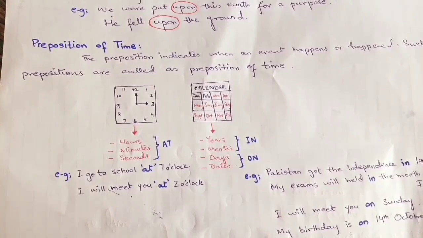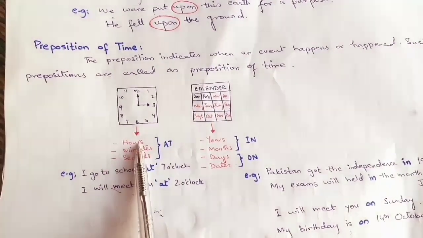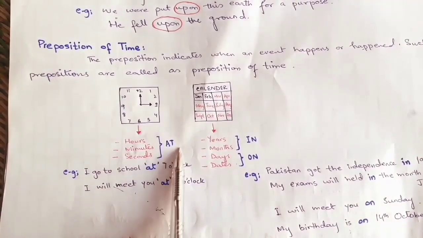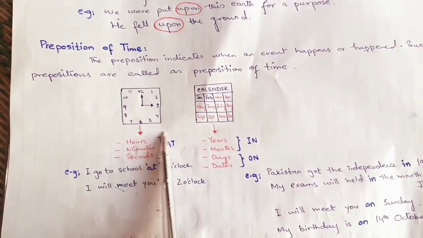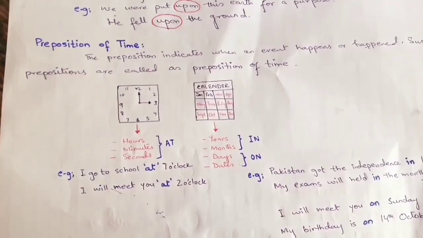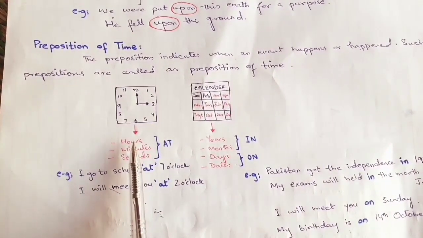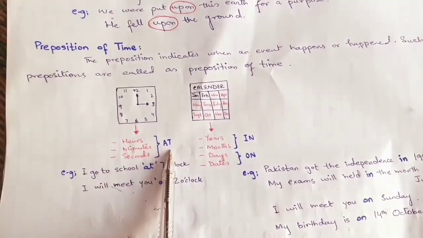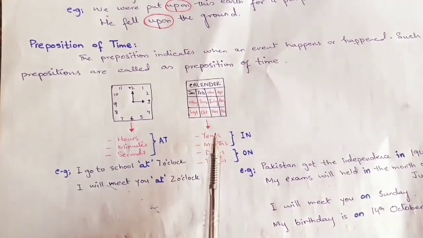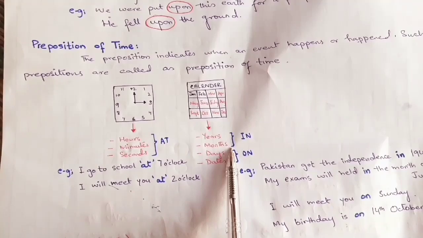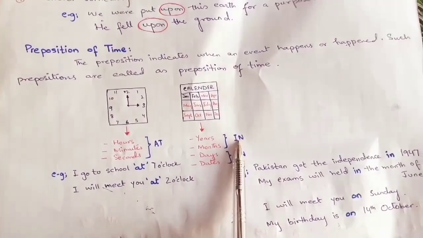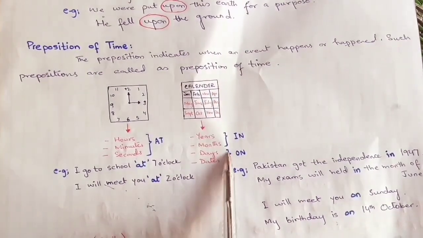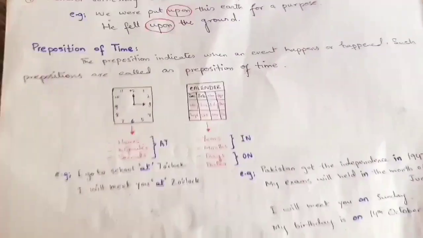So this is a very easy concept. When hours, minutes, and seconds are mentioned in a sentence, then automatically you have to use "at" before the noun. Remember, whenever hours, minutes, or seconds are mentioned, you have to use "at". Similarly, if a sentence contains years and months, then you have to use "in". While if days and dates are mentioned, then you have to use "on".